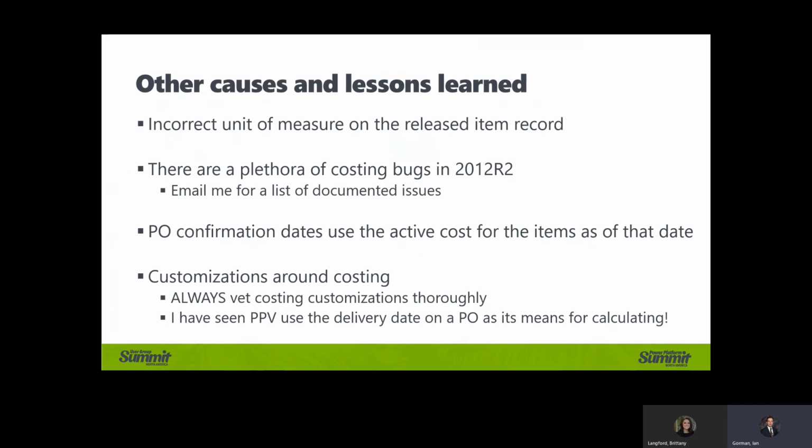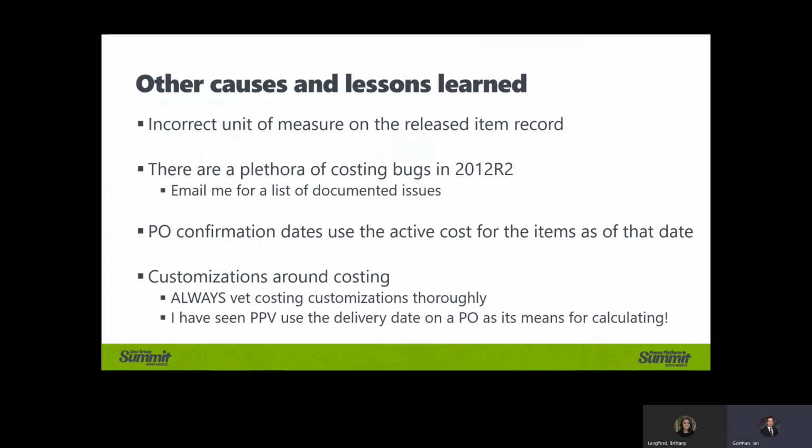Another common issue I see is specifically around the 2012 R2 release of Dynamics AX. There are a plethora of costing bugs out there that are published. I believe I have a 6 or 7 page Word document that just lists a lot of hot fixes out there and the issues that they've resolved. So if you're in need of this document, again, feel free to reach out and I'll provide it to you.